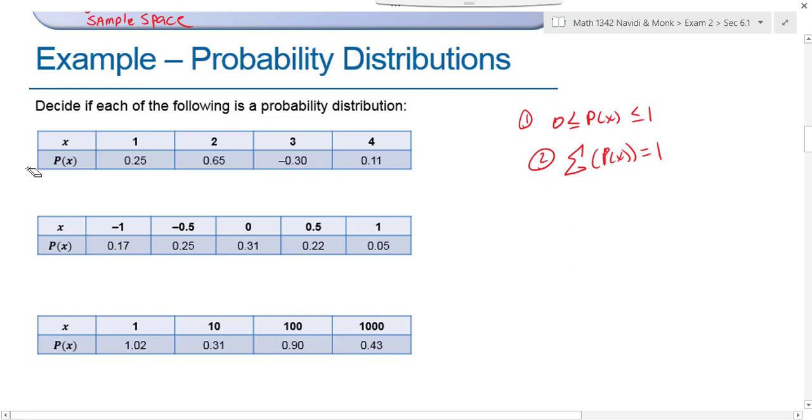Is this a probability distribution? You're shaking your head no. Why not? It doesn't add up to 1, but also it has a negative probability. We can't have negative probabilities. What about this next one? Is this a probability distribution? All of these probability values are between 0 and 1, so that first condition is fine, but is the second condition satisfied? Yes, this is a probability distribution because all of these probabilities add up to 1. 0.17, 0.25, 0.31. If I were to add all these numbers up, I would get 1. What about this next one? Is this a probability distribution? No, why not? I have a probability that's bigger than 1, so clearly both of these things fail.